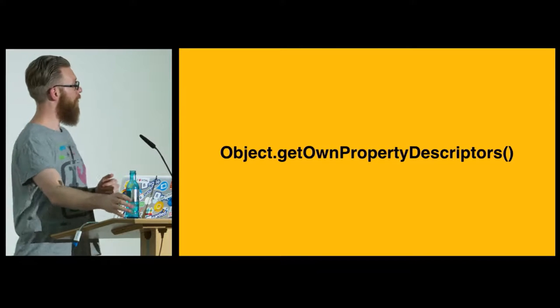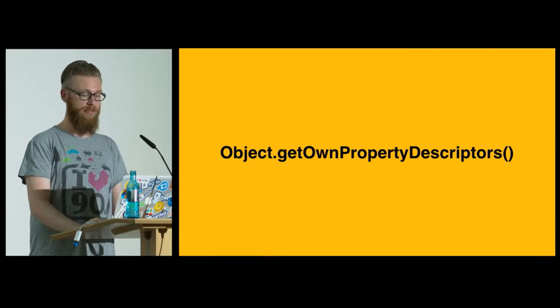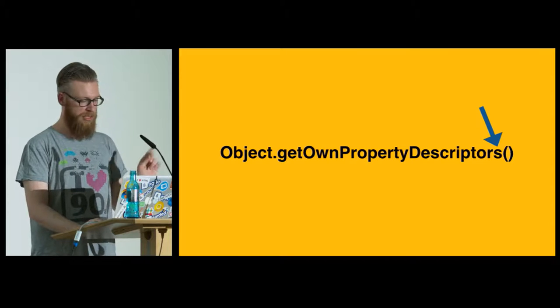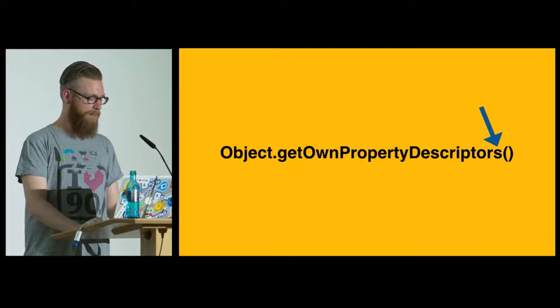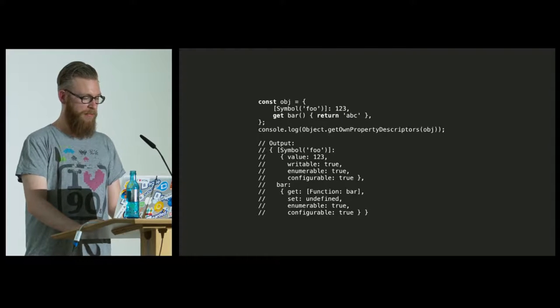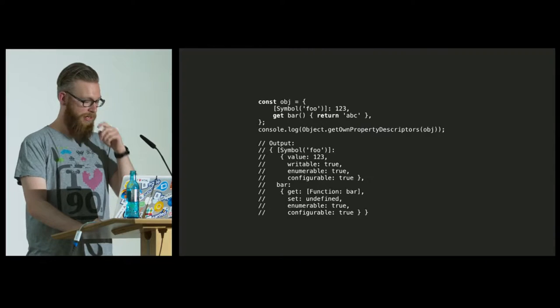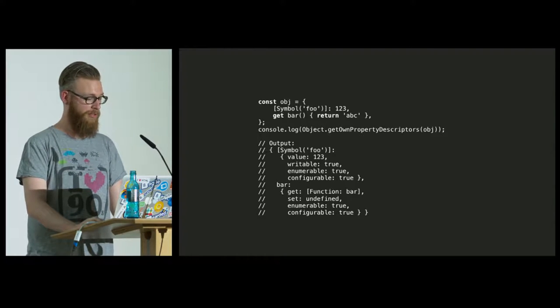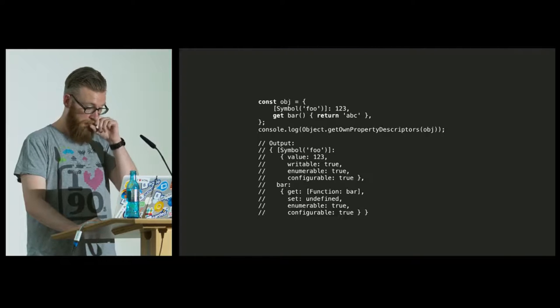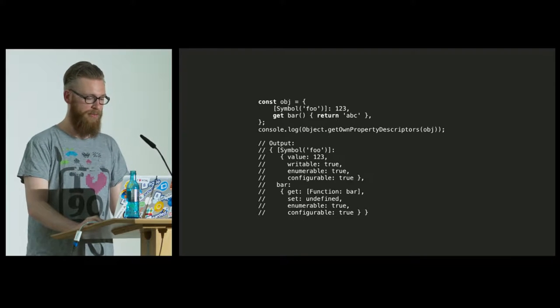And the other thing that's coming is getOwnPropertyDescriptors, which I mention with the S, because without the S we already had it. So what it actually does: if you try to get the property descriptors, the properties of an object, you can call it like this, and you get your object, which has all the getters and setters in it as well, which is nice. And why is it nice? Well, you can do two things with that.